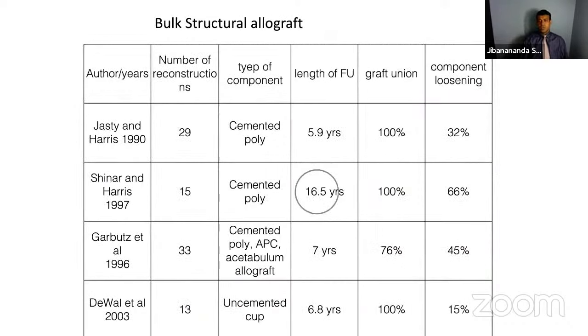Some of the outcomes of the bulk allograft, as you can see, it does well with the uncemented cup. There's a very high failure rate for component loosening when a cemented cup is used. It's almost 50% in many series: 45, 66, 32% component loosening. But although graft union rate is pretty high. So even though sometimes it might fail with the graft healed, you can certainly re-revise it. Not ideal, but certainly some of these situations are already quite complicated, and you know, you might have to do whatever needs to be done.